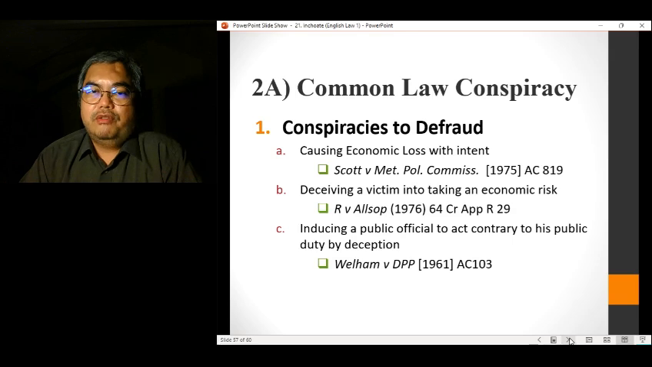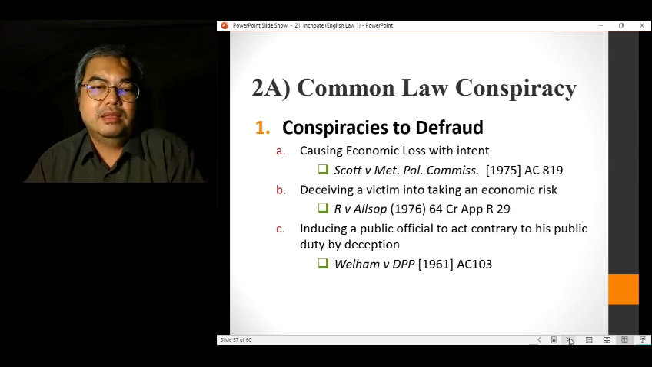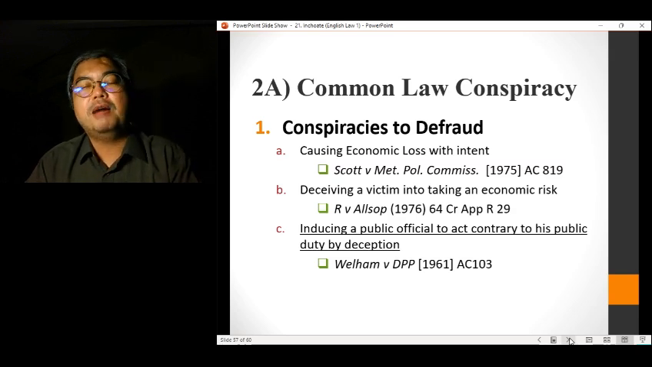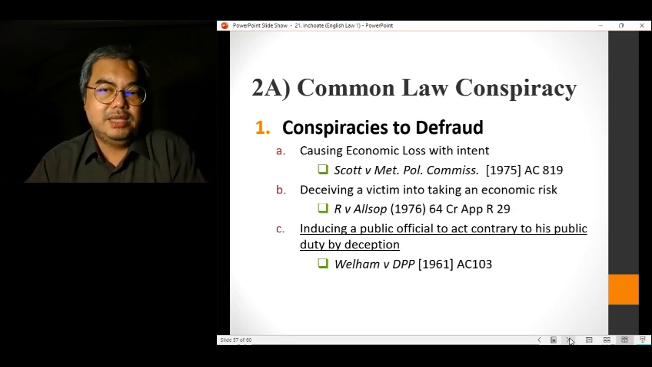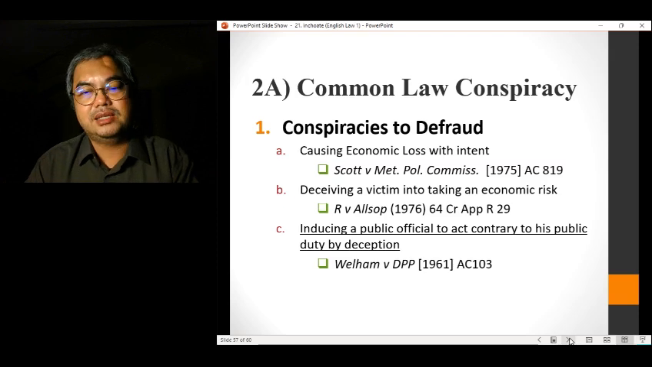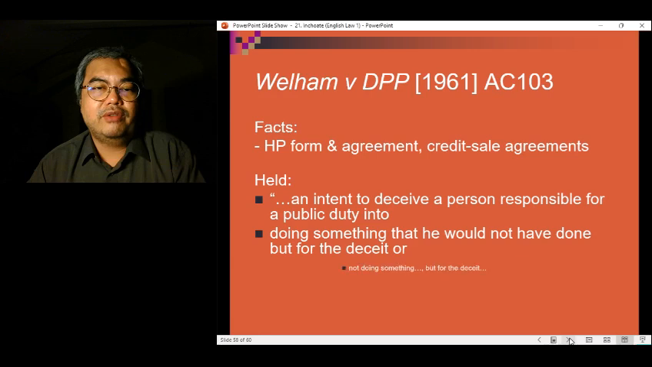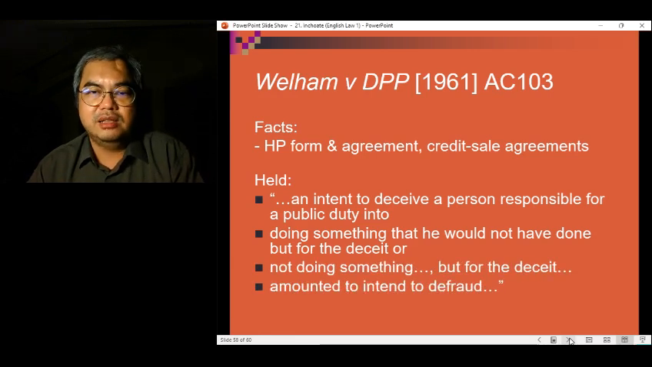And finally, the third type of conspiracy to defraud is inducing a public official to act contrary to his public duty by deception. This is illustrated in the case of Welham v DPP. As the title itself indicates, this involves inducing a public official, someone who works for the government, to act in a way that is contrary to his duty. You induce him to do that by deception. In the case of Welham, it also deals with hire purchase forms and agreements and credit sale agreements.